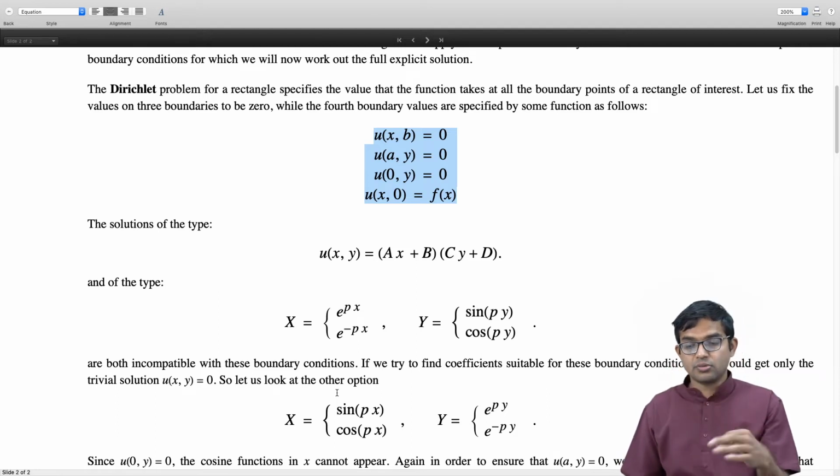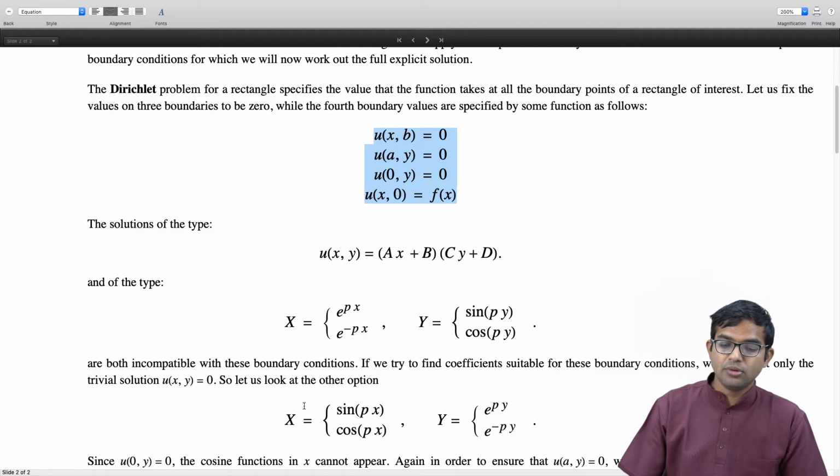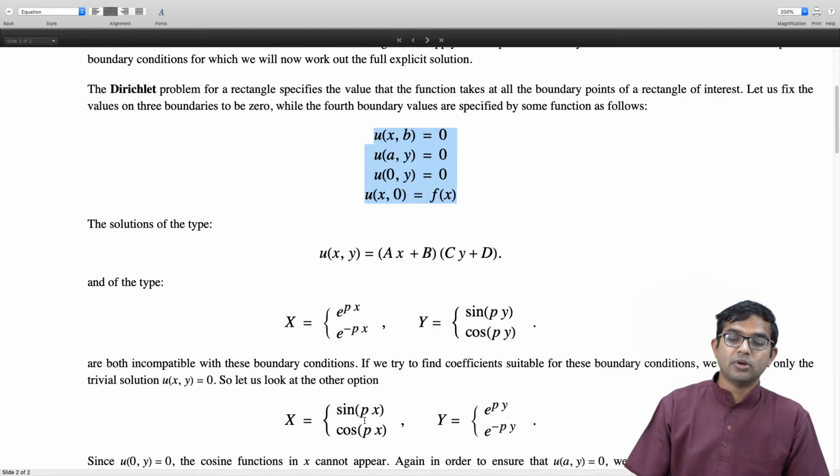So this is the first thing to work out. Once we have this, then we will see what restrictions on this P are going to be brought in by the boundary conditions, right? So P, of course, at this point can be any real number, right?